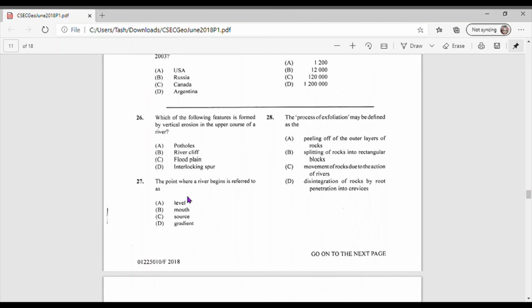Number 27, the point where a river begins is referred to as the source. So for 27, the answer would have been letter C. 28, process of exfoliation may be defined as, we saw this question as well. Exfoliation, just like you're exfoliating your face, it means you're trying to get off the outer layers that you have. So that is A for number 28, peeling off the outer layers of the rocks.